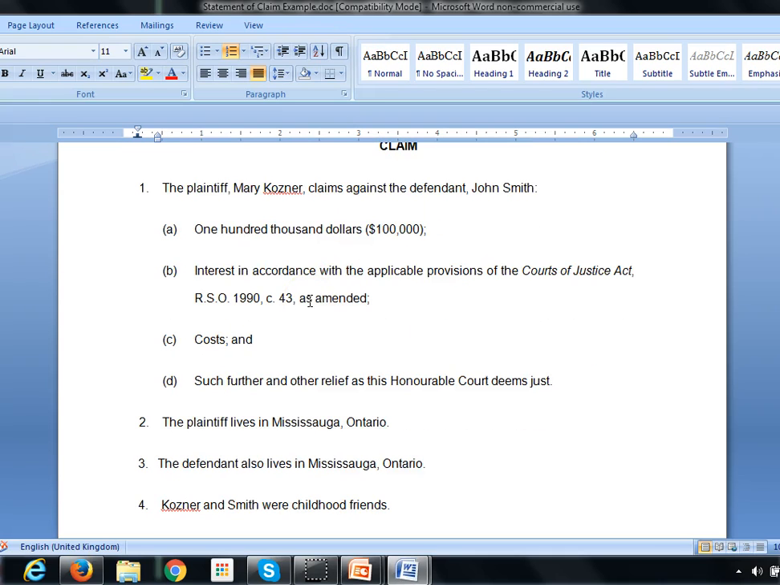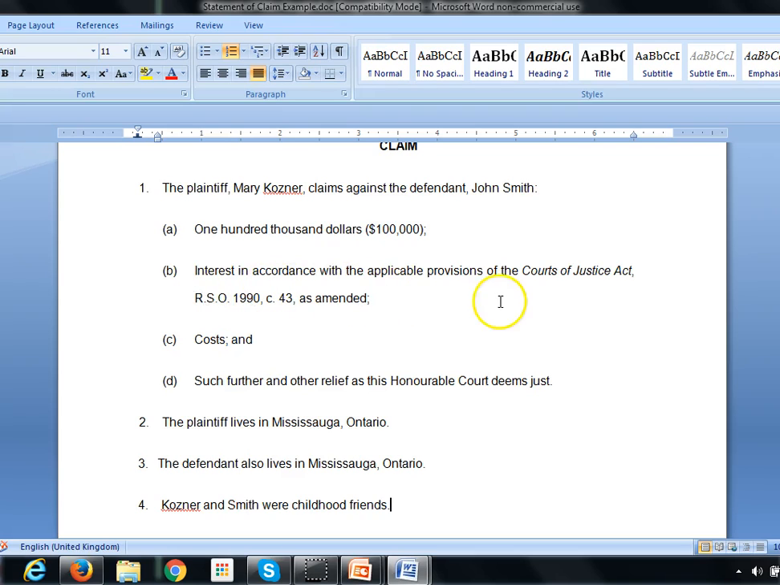Now, paragraph 1 is usually called the claim for relief, the prayer for relief. And in this paragraph, essentially Mary is saying what it is that she's asking the court to do. So the plaintiff, Mary Cosner, claims against the defendant, John Smith, $100,000, which is what she paid and she wants it back.